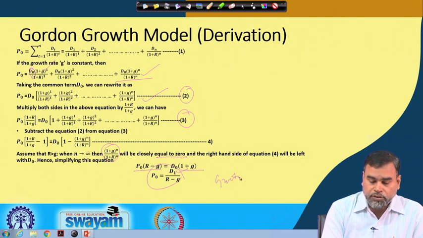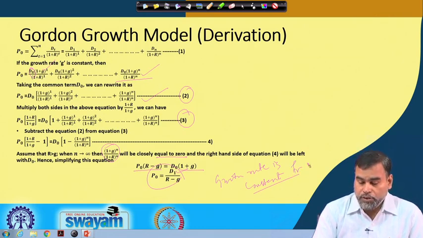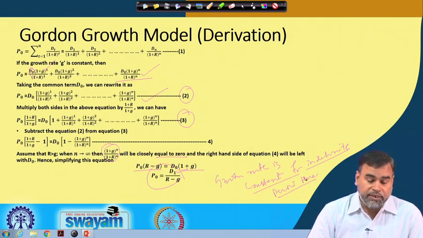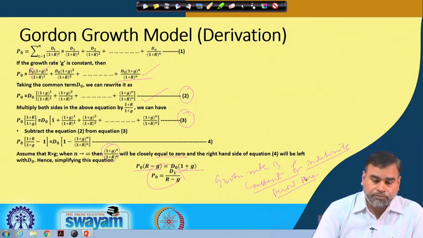rate is constant. Growth rate is constant for an indefinite period of time. Remember, for an indefinite period of time. This is very important in this context: whenever the growth rate remains constant for an indefinite period of time, the value of equity is nothing but D1 upon r minus g, where r is the cost of equity and g is the growth rate of the dividends. So, this is the way the Gordon growth model, or the constant growth model, can be derived.